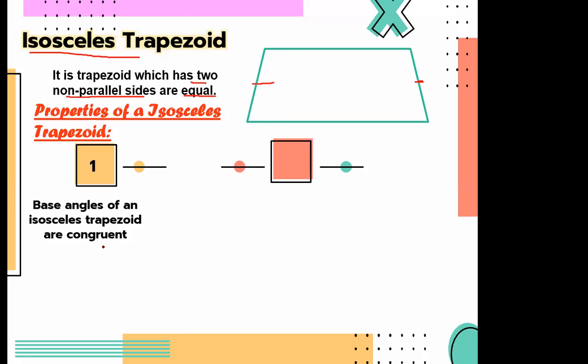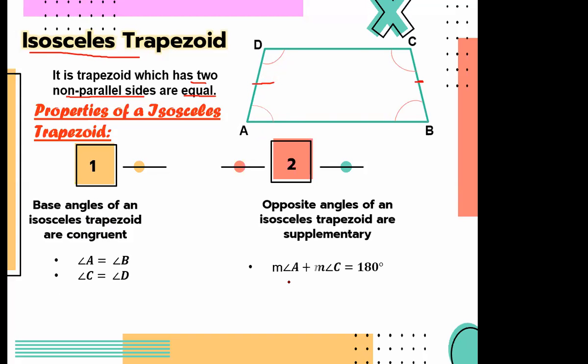Now, what are the properties of an isosceles trapezoid? Base angles of an isosceles trapezoid are congruent. These are the base angles A and B, so these angles will be congruent. A will be equal to B and C will be equal to D. Similarly, the second property is that opposite angles of an isosceles trapezoid, these are the opposite angles A and C, should be supplementary.